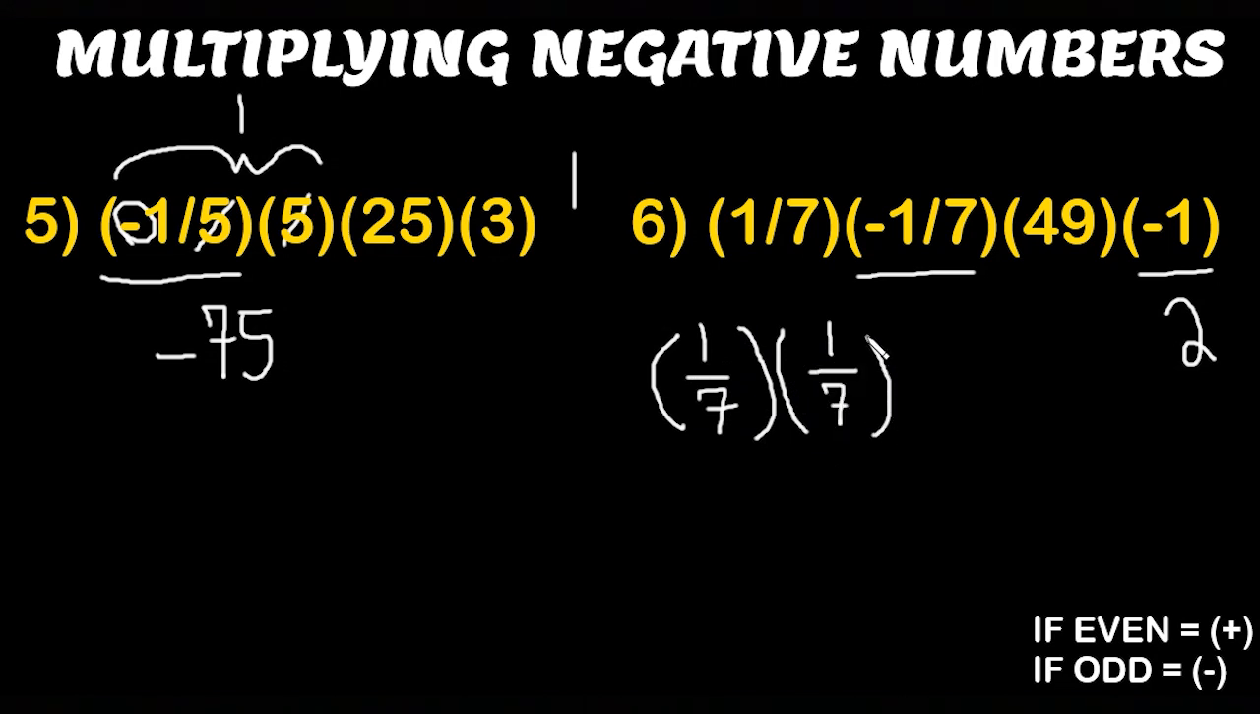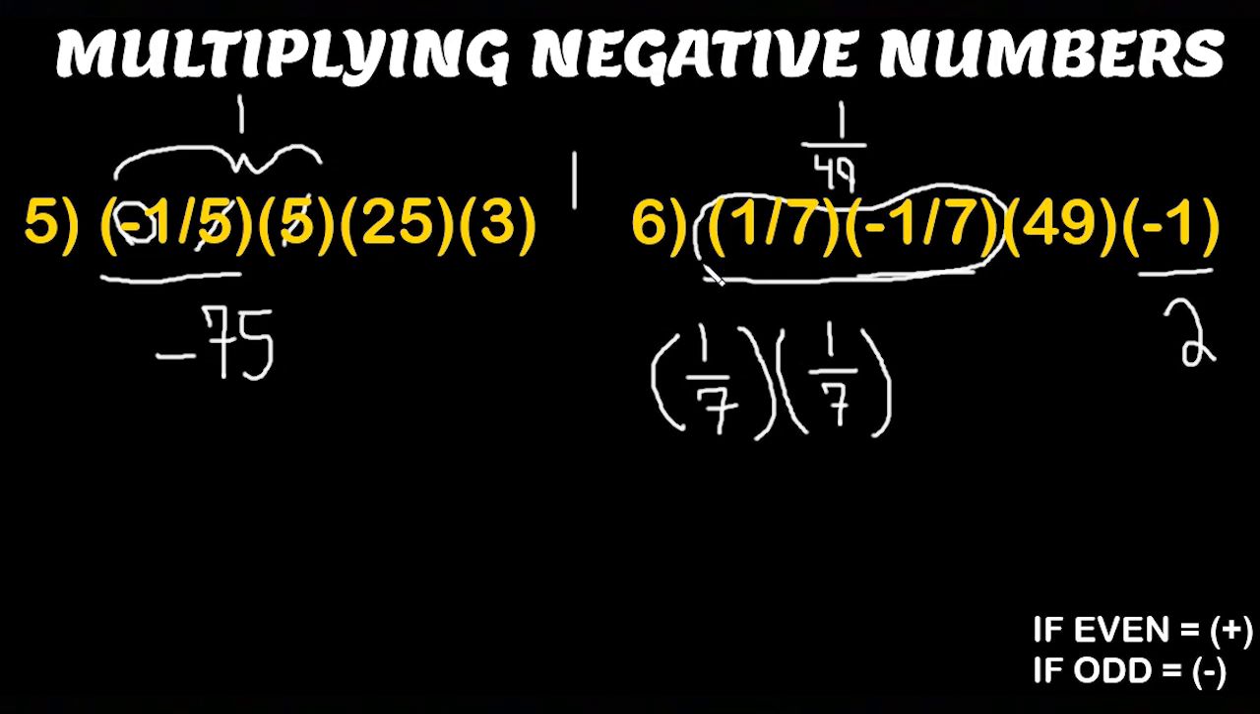So what we're doing here, right, we want to see if we can cross reduce. We cannot. The 7s will not cancel because I don't have it on the top and bottom. They're both on the bottom. I'm going to multiply right across here. So when I multiply right across, I end up with 1 over 49. Okay, that's what I end up with when I do this whole part right here.